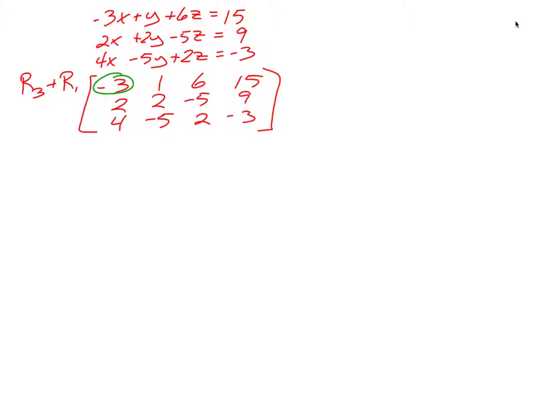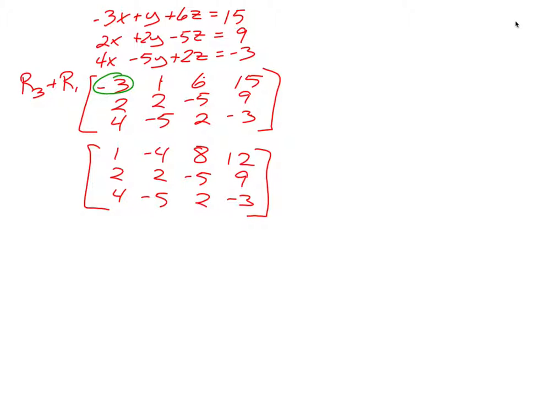So the only row that's going to change is which one? Row 1. Everything else is going to stay the same. So 4 plus -3 is 1. -5 plus 1, -4. 2 plus 6 is 8. -3 plus 15, 12. Everything else must stay the same. So I've reached my first goal.